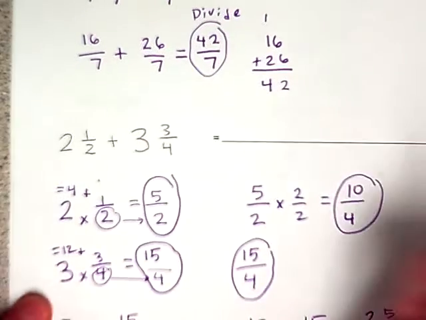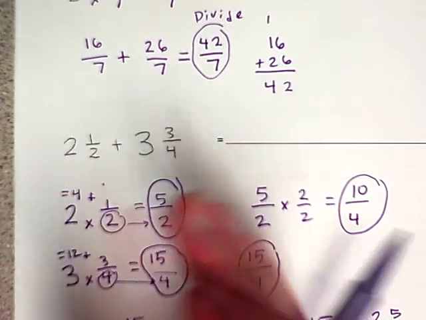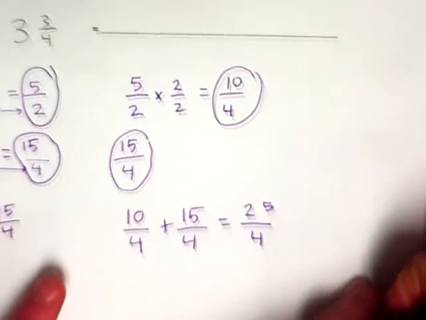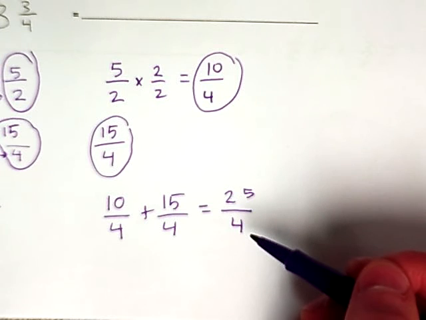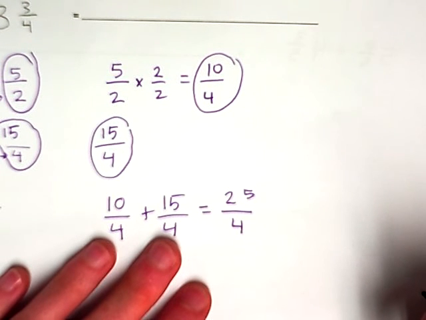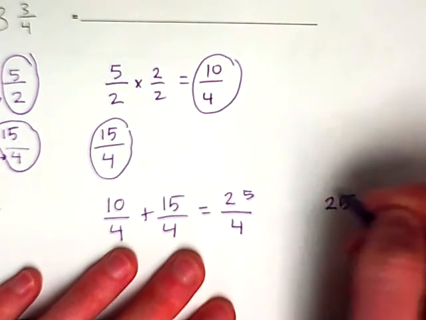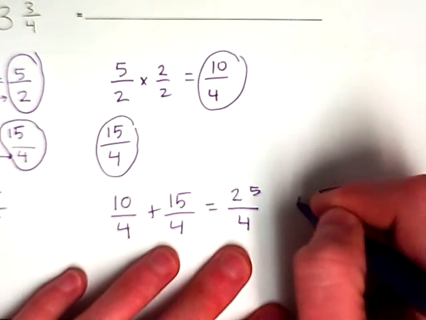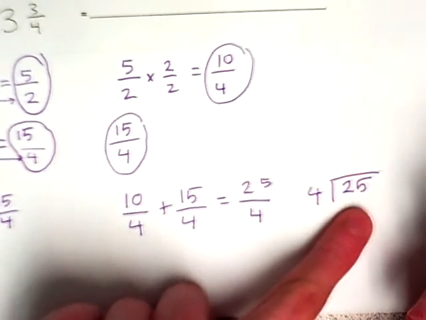But if you remember from the last problem, if you start with a mixed number, you really want your answer to be in that same form. So we're going to transform this improper fraction. So I'm going to put 25 in the box and divide by 4, because remember that my top number always goes in the division box.